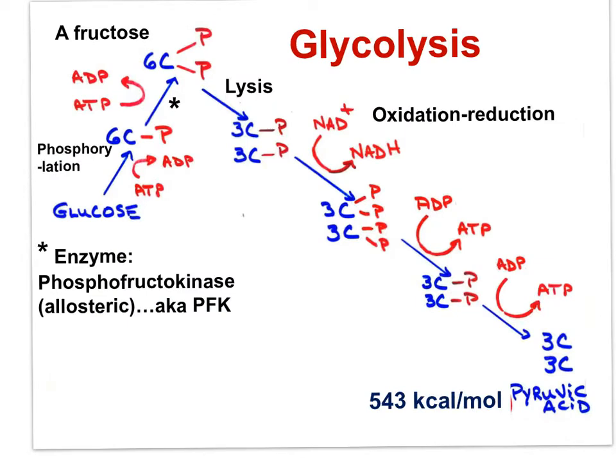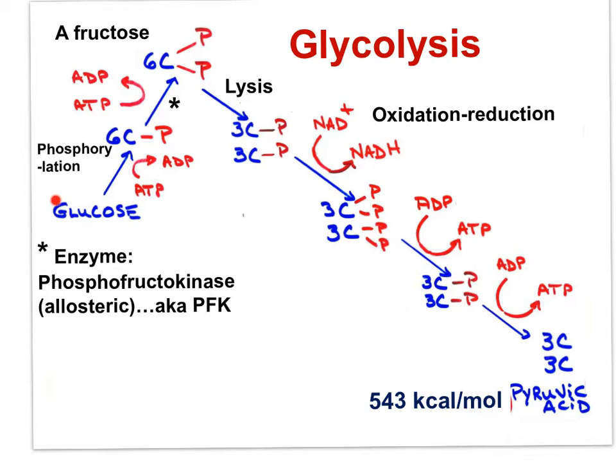Glycolysis is a metabolic pathway in the cytoplasm. All of these reactions occur in the cytoplasm, and pyruvate, also known as pyruvic acid, is also formed in the cytoplasm. The products formed during glycolysis are pyruvate, ATP, and NADH. But let me take you through glycolysis more carefully. Listen for the following events: phosphorylation, lysis, oxidation reduction, and ATP formation.